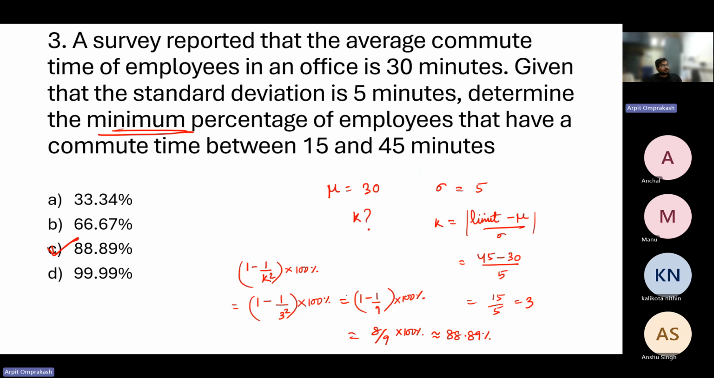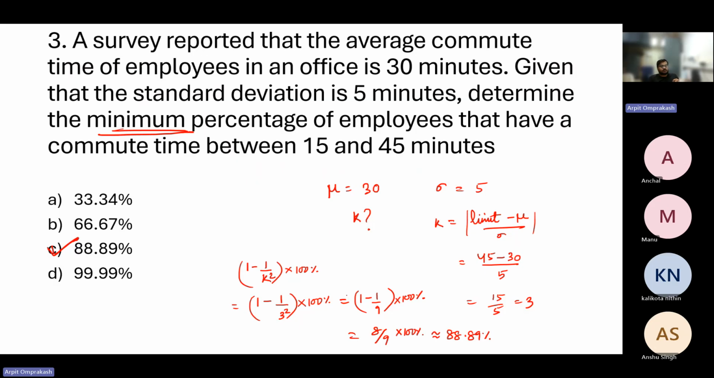In question number 3, a survey has reported that the average commute time of employees in an office is 30 minutes, given that the standard deviation is 5 minutes. So we are given the average commute time, which is the mean, which is 30, and we are given the standard deviation, which is 5. We are asked to determine what is the percentage of employees which have a time between 15 and 45.